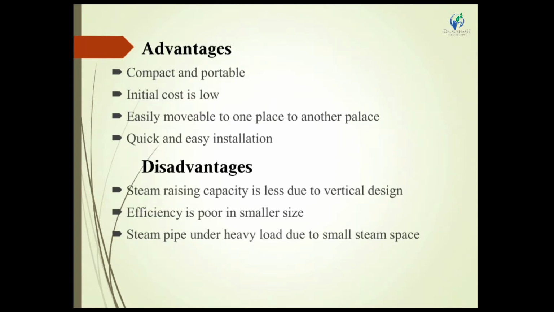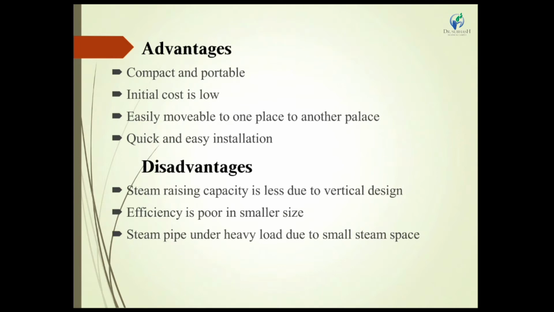Advantages of the Cochran boiler: it is compact and portable in size. Initial cost is very low because of the medium size of the boiler. No additional cost is required. It is easily movable from one place to another. Medium size: all the component parts are covered in the one boiler, so it is easily movable. Quick and easy installation. We can put it anywhere to use it. This installation is very easy.